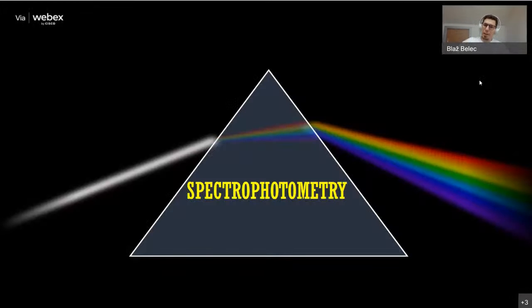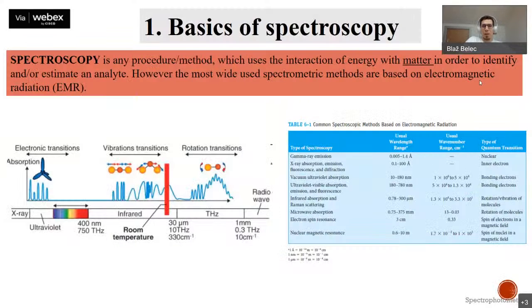So as I said at first, I will present you the spectrophotometry, the basics of spectroscopy. We know that spectroscopy is any procedure which uses the interaction of energy with matter in order to identify or estimate the analyte. So in spectrophotometry, we use electromagnetic radiation to analyze the samples.